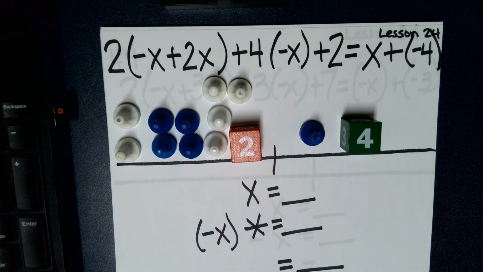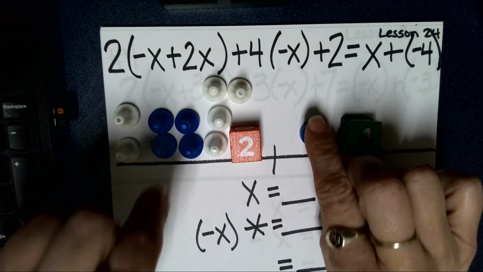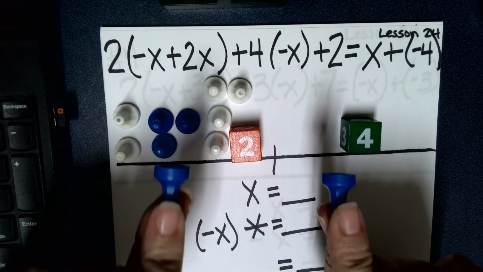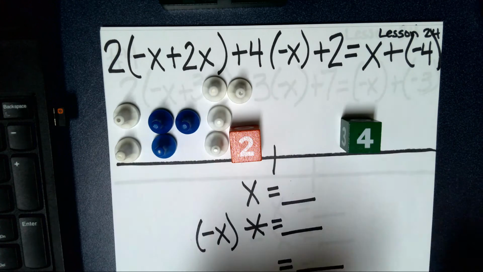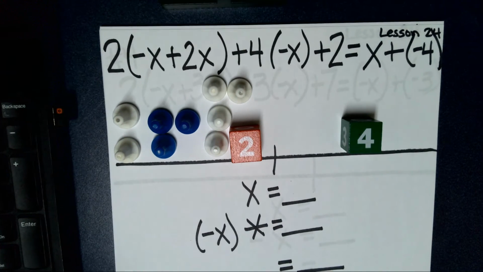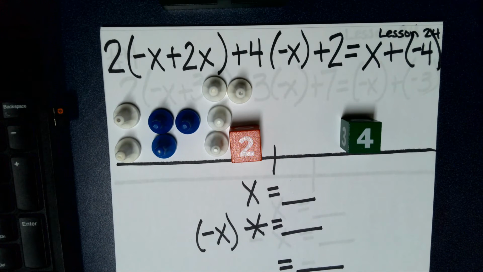Well, I noticed that there's only one pawn on that right side. So I think I want to take off that pawn. How do I take off that pawn? If I take one off the right, I have to take one off the left. So I'm going to do that. Now I only have pawns and stars on the left-hand side. Let's see if we can clean that up a little bit.